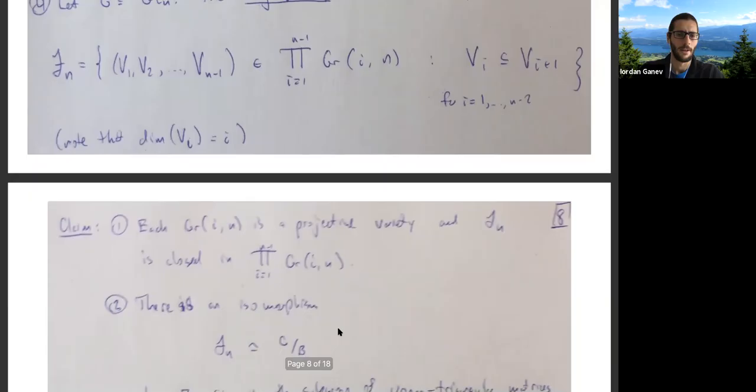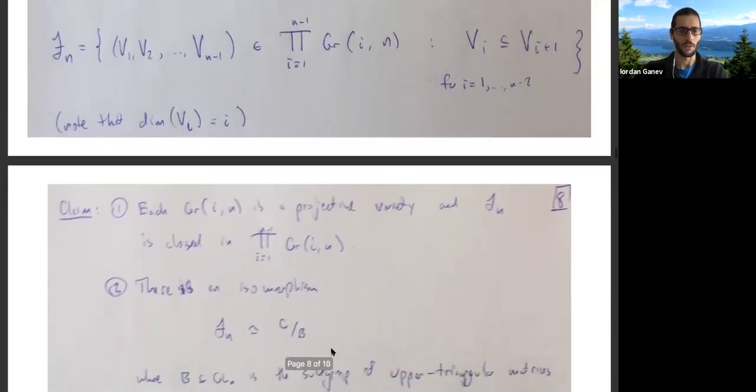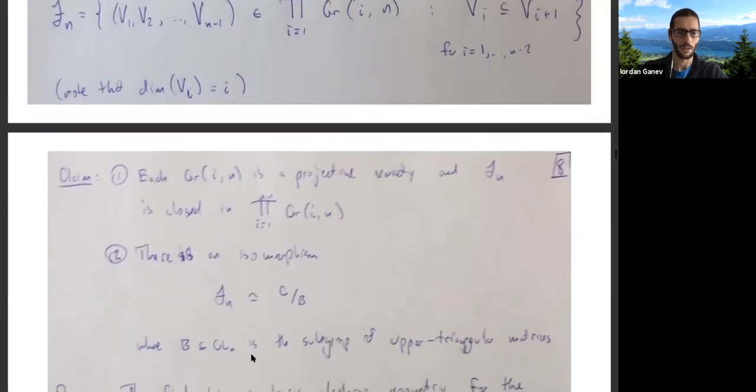The second part is that there's an isomorphism between the flag variety and G mod B, where B is the subgroup of upper triangular matrices. To show this, you show that there's a transitive action of G on the flag variety, and the stabilizer of a certain point is B. What point do you take? You take the point that has the span of the first basis vector as the line, the span of the first two basis vectors as the two plane, the span of the first three basis vectors as the three plane, and so on.